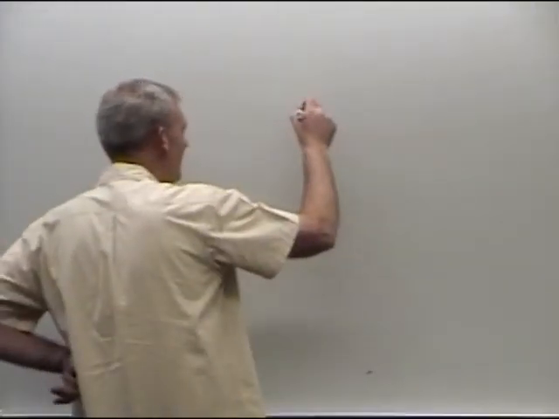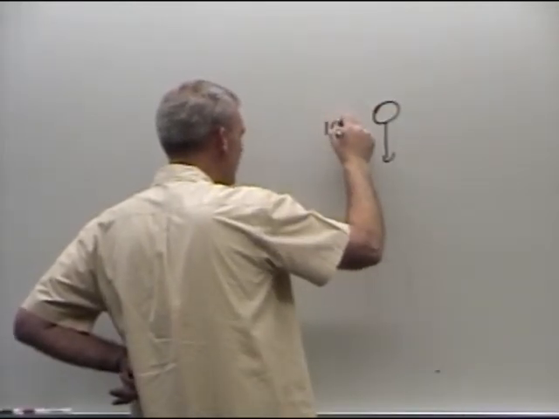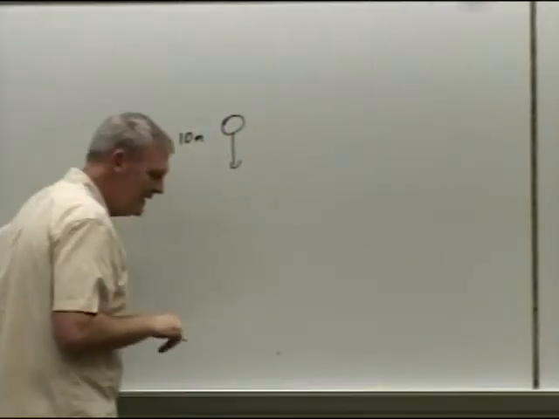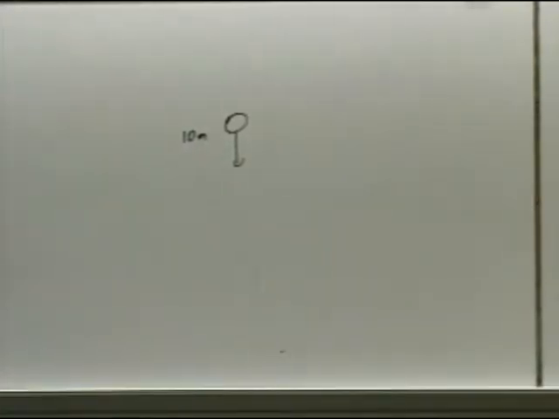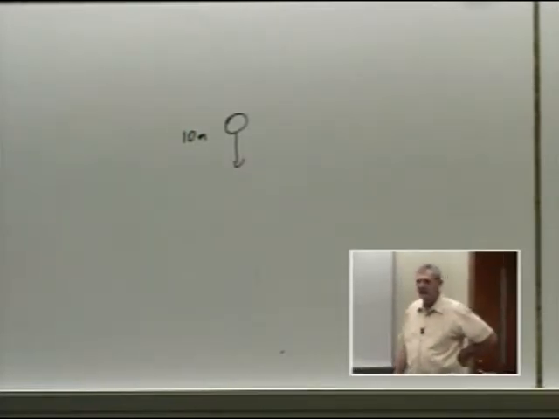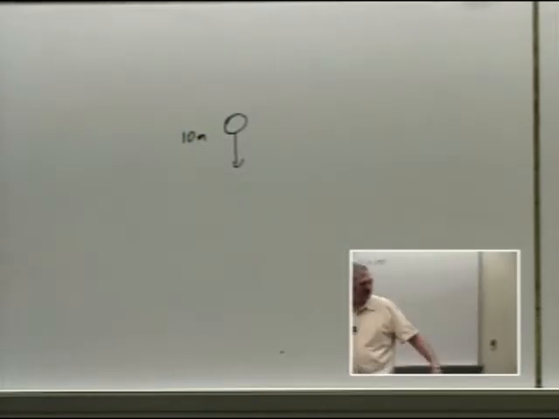All right, so I drop a tennis ball, okay? I'm going to drop this tennis ball from 10 meters. Now, what's the initial velocity of the tennis ball if I drop it? Zero. Yeah. Its initial height is 10 meters.